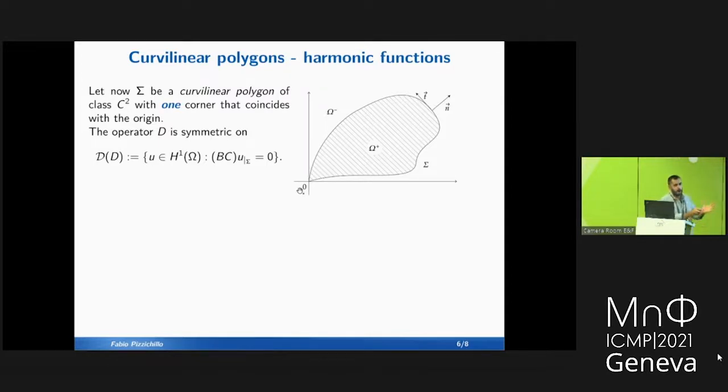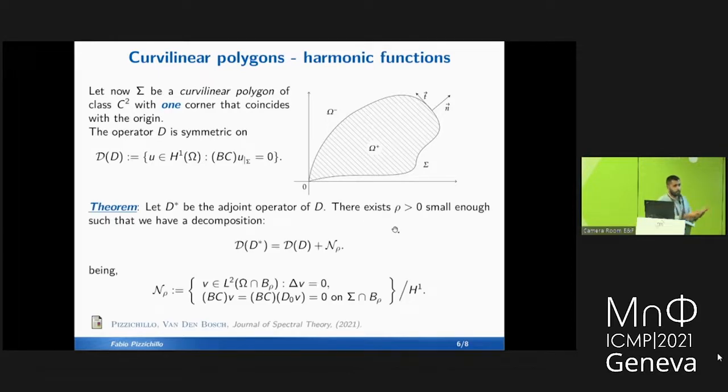When we are far, we can use the C2 regular theory. So, what's happening close to the corner? Well, we could prove the following theorem. We proved that for rho small enough, where rho is just a radius, the domain of the adjoint operator, the domain of D star, can be written as the sum of the domain of D plus this space N rho. So what is N rho? N rho is the set of functions that are localized close to the corner and that verify this equation: Laplacian of v equal to zero, with this very strange boundary condition.